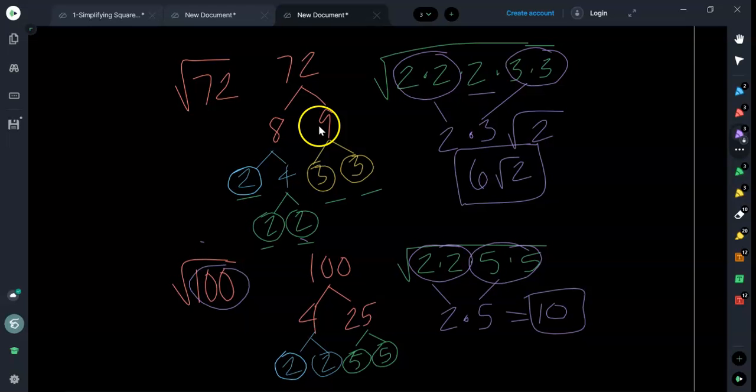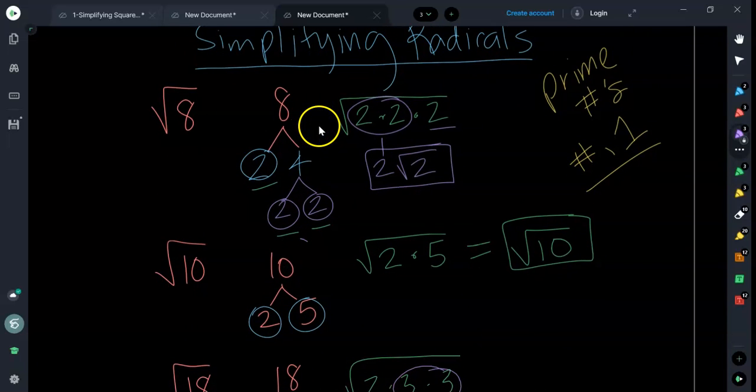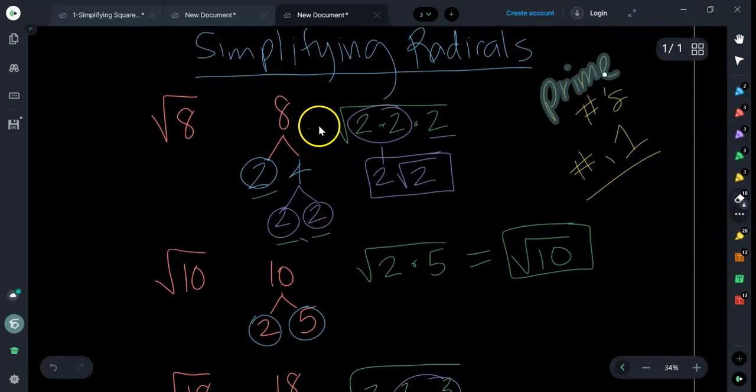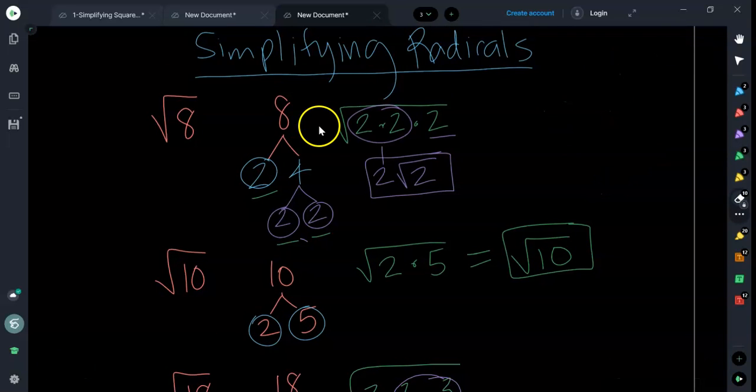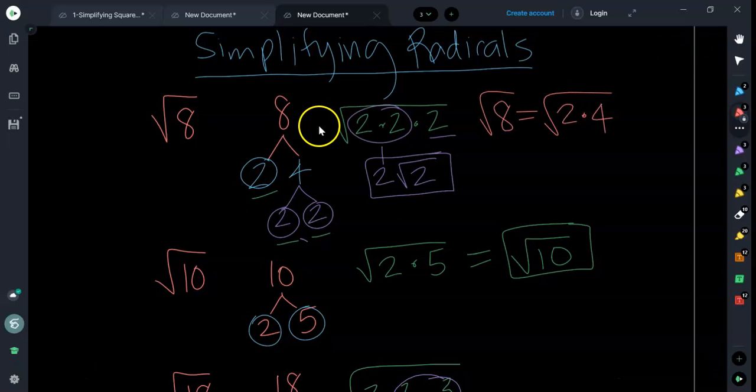So this is the one method you can use to simplify all these, okay? But if you want to do it a different way, you can. Now I'm going to erase this. Remember, we know now that all prime numbers have a factor of 1 and themselves. Well, let's look at a different method. Let's take the square root of 8 and let's break it down. Remember, when you do radicals, it's all multiplication. So I broke this down into 2 times 4.